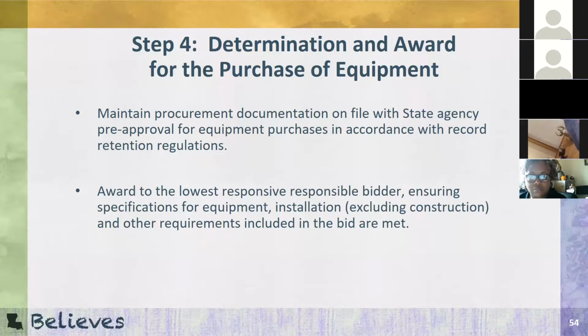Also remember that if the SFA plans to award each type of equipment to the lowest bidder, that must be stated in the original solicitation.